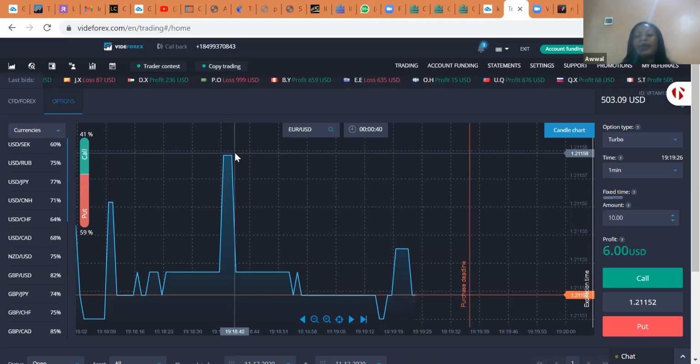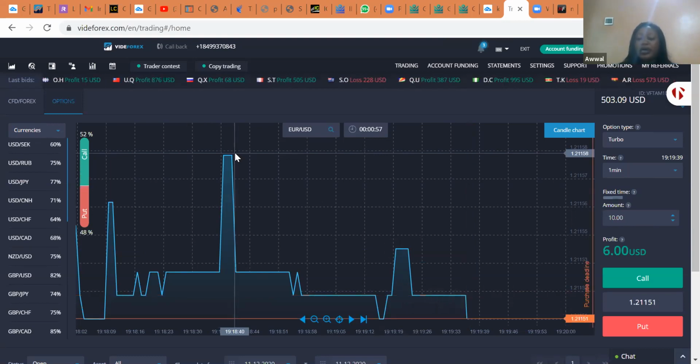In binary, there's nothing like using stop loss or take profits. In here, it's just like you say, I want to buy Euro USD for 5 minutes. You click on your buy or your sell. In the next 5 minutes, you know whether you're winning the trade or not.